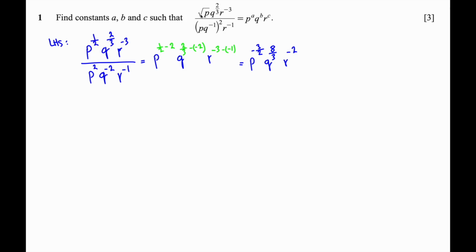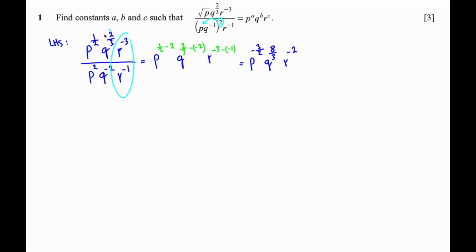Well, q is good to go. There's no need to change that. Same goes to r. Over here, I'm going to expand the bracket. That means the 2 here belongs to both p and q. The power of p becomes 2. The power of q was already -1, and now times 2 becomes -2. The power of r remains to be -1.